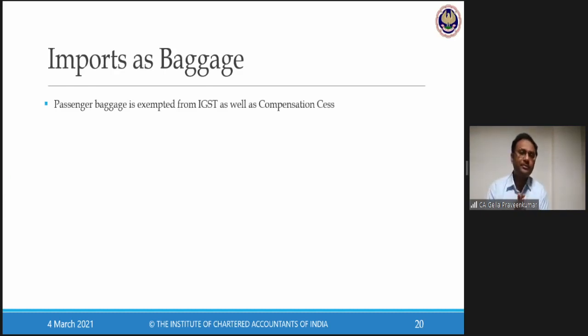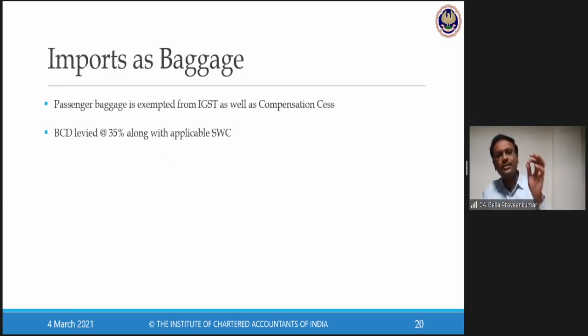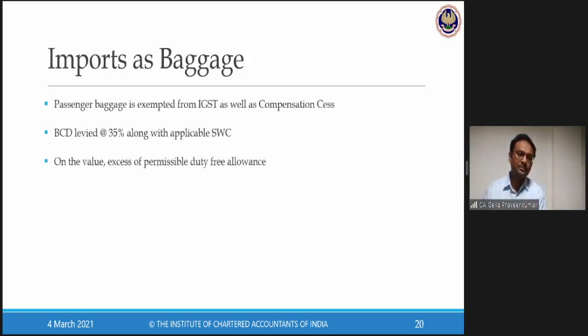So, whenever there is a baggage, this baggage is exempted from payment of IGST as well as compensation. Under my customs law, basic customs duty is applicable at the rate of 35% along with social welfare surcharge. This is taxed only when the value is exceeding my permissible baggage free allowance.